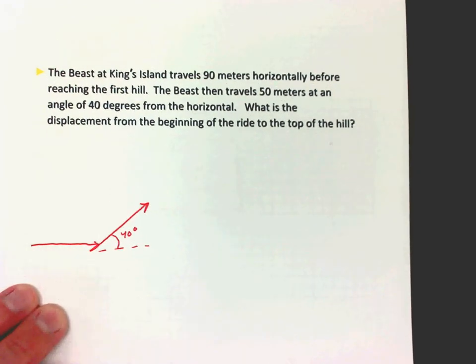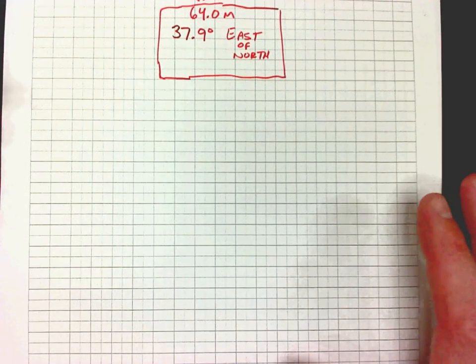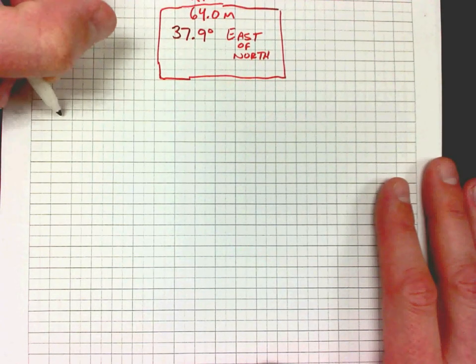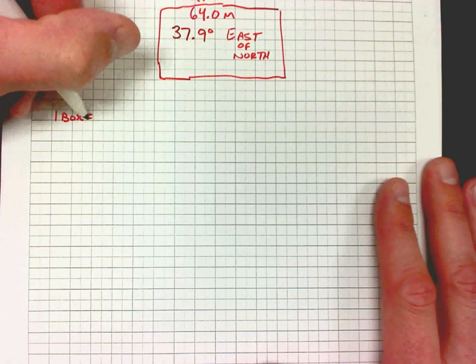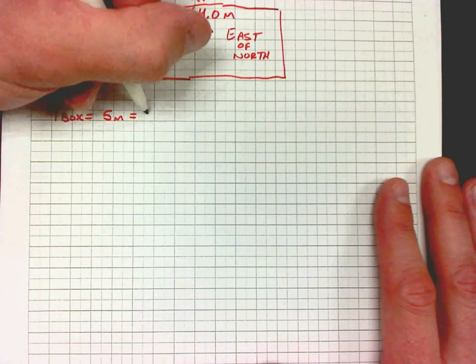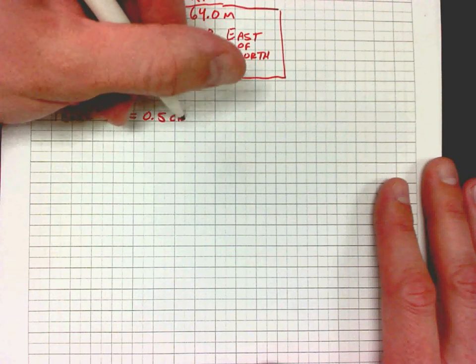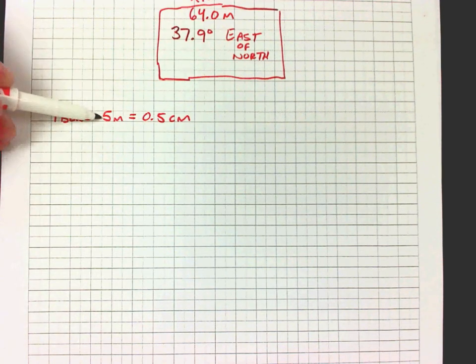I'm going to switch back over to the graph paper. Because I'm switching drawings, I'm switching scales, so I've got to relabel this. One box now is going to equal 5 meters. And we now know that that's a half centimeter on this graph paper as well. The first one was 90 meters horizontally. So 90 meters, if 5 meters for each box, we're going to need 18 boxes.